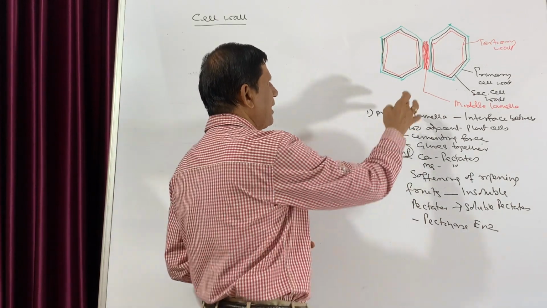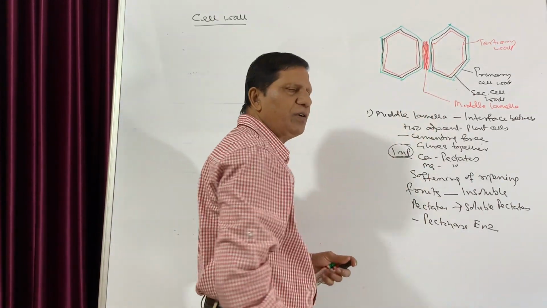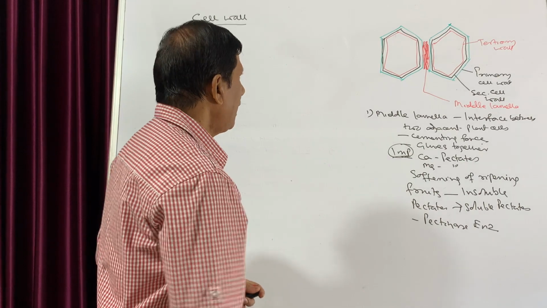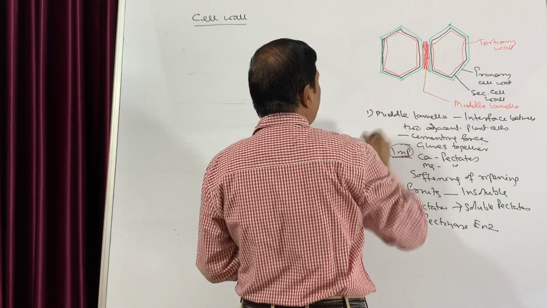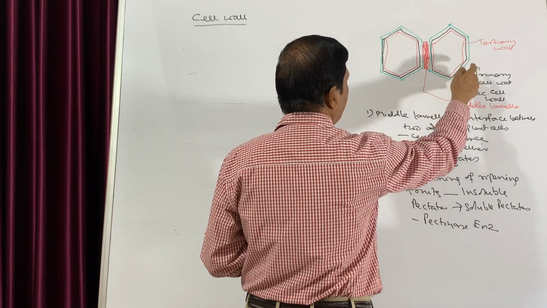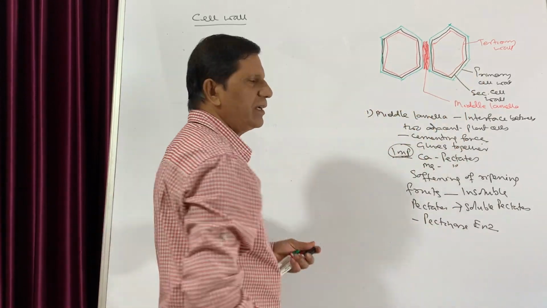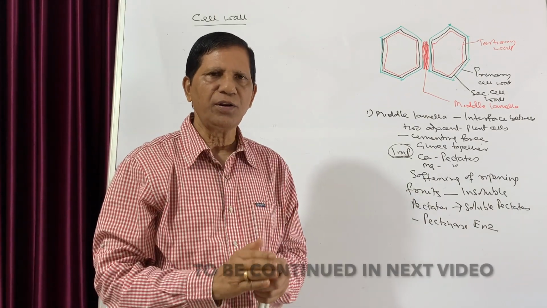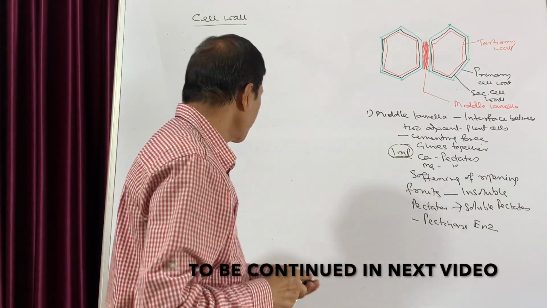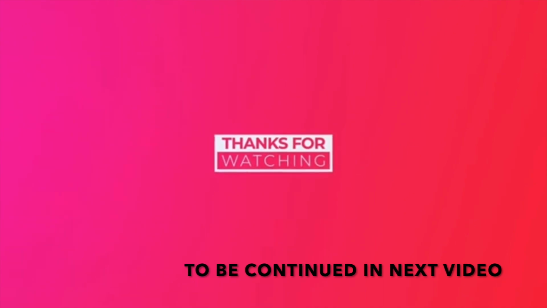So this is about the middle lamella, which is the cementing force between the two. Now inner to this middle lamella is the primary wall, and then inner to that is the secondary wall. If we discuss it in a very comparative manner, your idea will be very much clear.